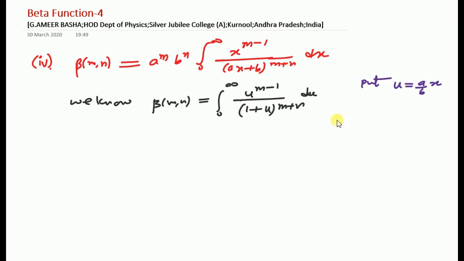So a by b into x. So clearly du will become a by b into dx, no changes. And of course limits also will not change. When u will be 0, x is 0. When u will be infinity, x is also infinity. No changes in the limits.